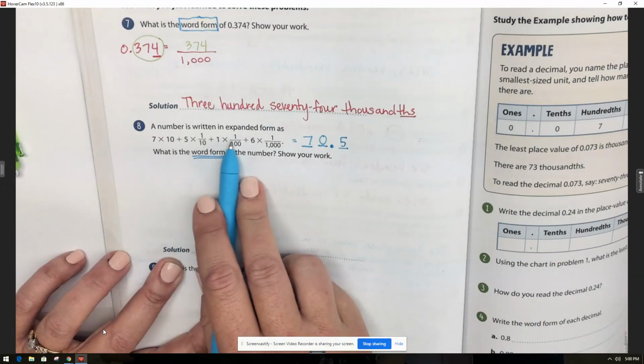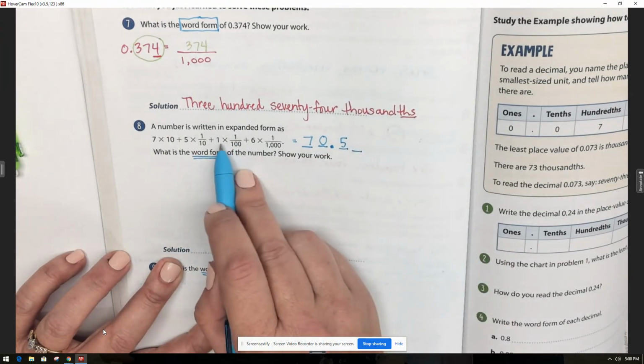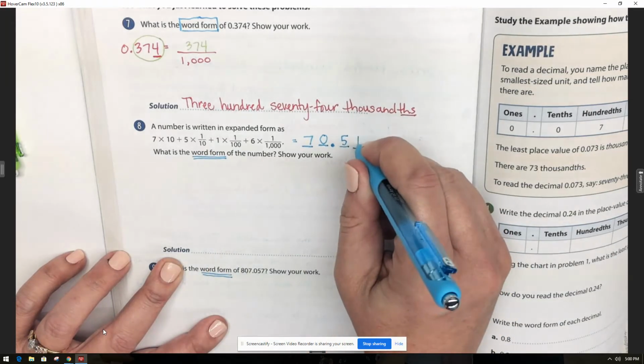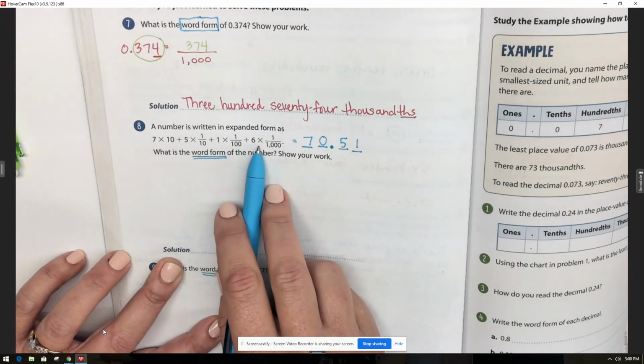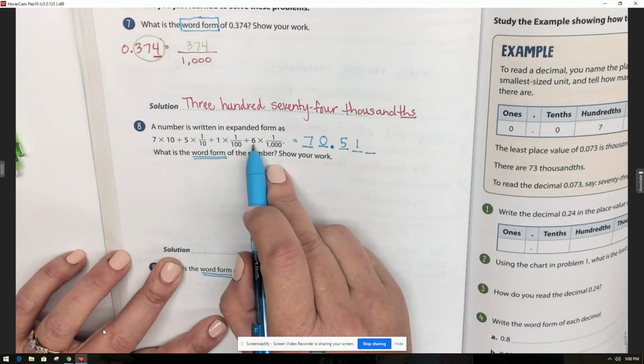Then we have 1 times 1/100th. So we know we have hundredths. And how many do we have? 1. And then we have 6 times 1/1000th. So we know we have thousandths and we have 6 of them.